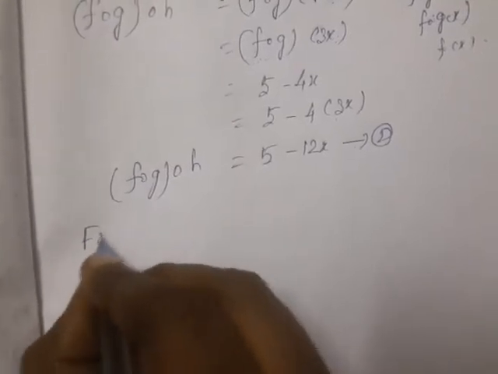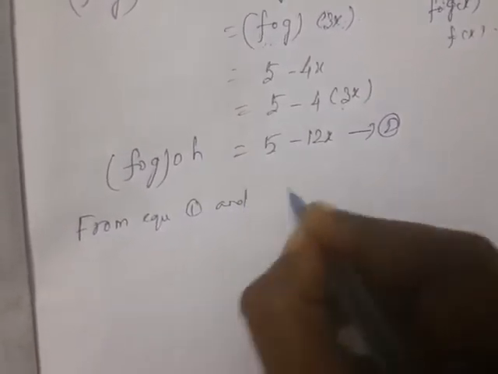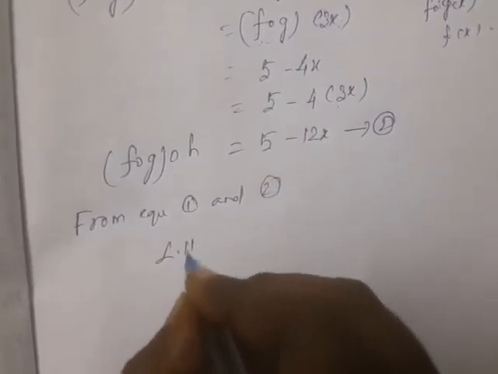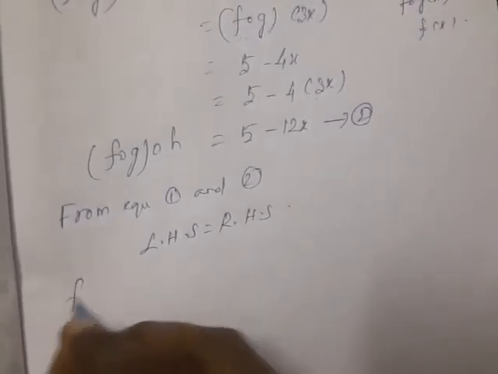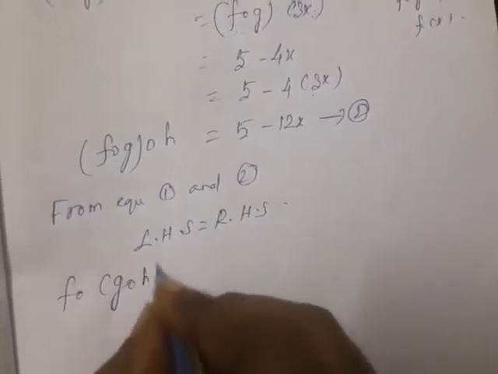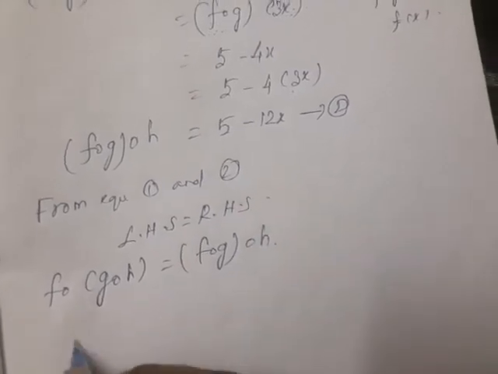Now what do you have to write? From equation 1 and 2, left hand side is equal to right hand side. So what is the question? F composite g composite h is equal to f composite g composite h. Hence the proof.